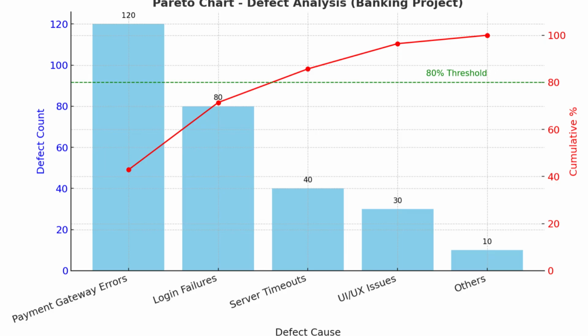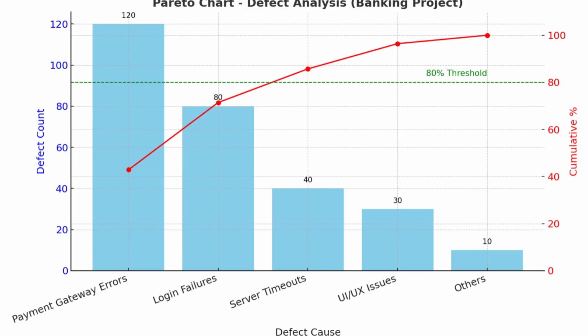The blue bars will represent the number of defects by cause. For example, payment gateway errors contribute to 120 defects, login failures contribute to 80 defects. You have the red line which shows the cumulative percentage of defects as causes are added from left to right. The green dashed line which indicates the 80% threshold illustrates the Pareto principle. Top two causes, payment gateway and login failures, contribute to a major percentage of total defects.